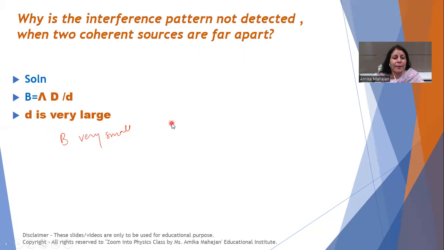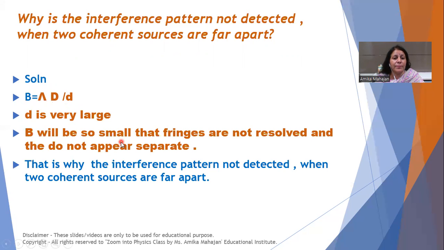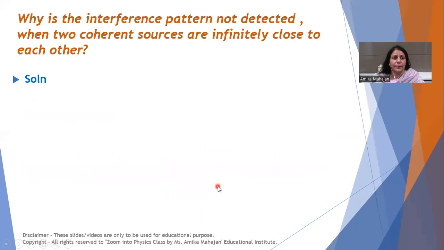So the fringe width will become very small, as a result of which fringes will not be resolved. That means separate fringes will not appear. That is why the interference pattern is not detected when two coherent sources are far apart.